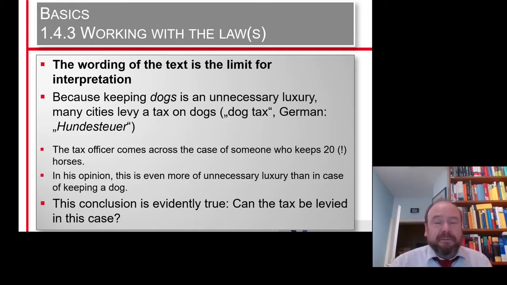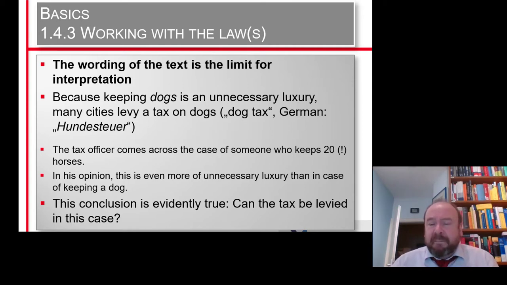A good example for the literal interpretation of a text, and that the wording of a text is the limit for every interpretation, is a specific tax in Germany, often levied by the cities, a tax on dogs, the so-called Hundesteuer. Who is the holder of a dog in Germany usually has to pay an annual tax of, I don't know, some 100 or 200 euro per year to that city.